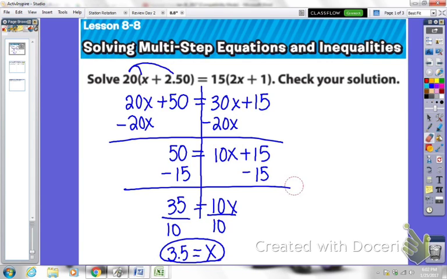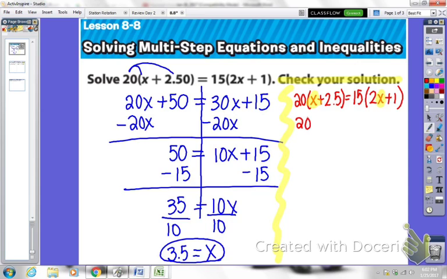This also says to check our work, to check your solution. So off to the side, you're going to rewrite the original problem, which was 20 parentheses x plus 2.5 equals 15 times 2x plus 1. Okay, so I'm going to replace these x's with my answer of 3.5 and see if it checks out. So 20 parentheses 3.5 plus 2.5. On the other side, you have 15, 2 times 3.5 plus 1.